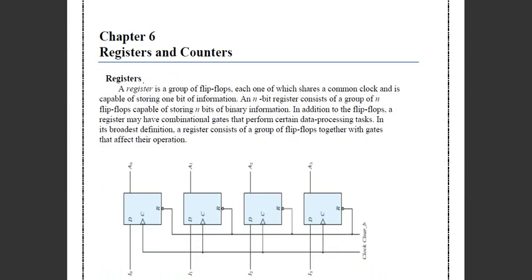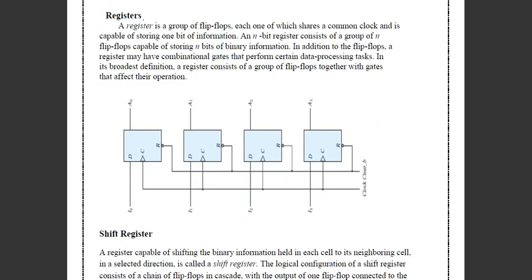Now we are in chapter 6, which is registers and counters. Registers are used to store data like flip-flops, and a counter is used to count data, like in a clock you count seconds 0 1 2 3 4 5, which works like a counter.